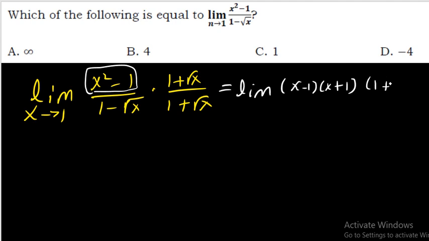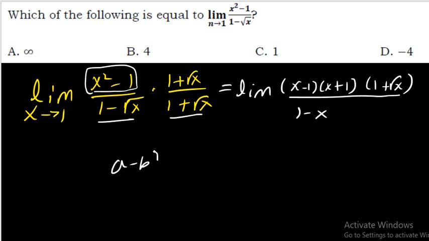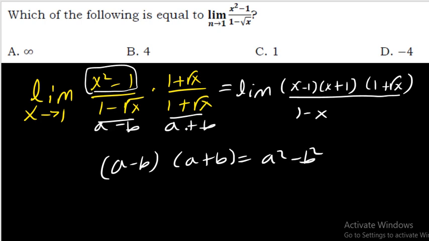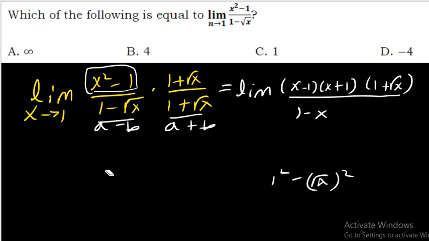And there is a multiplier also, 1 plus radical x, the whole over the down part 1 minus x remaining. When I multiply these two, like a minus b times a plus b, it's the same as a squared minus b squared. So this one is like a minus b, and this one like a plus b. So a squared means 1 squared minus radical x squared. So what is left? 1 minus x. That's how the denominator part arrives.